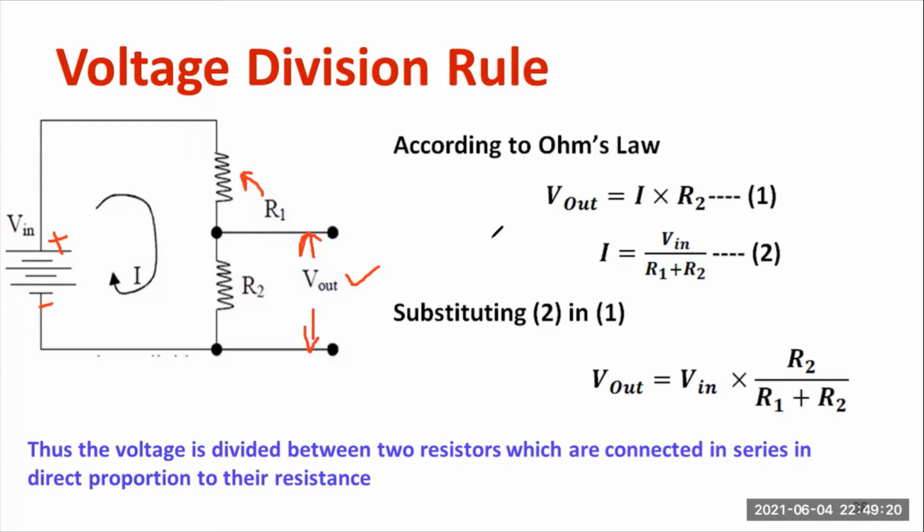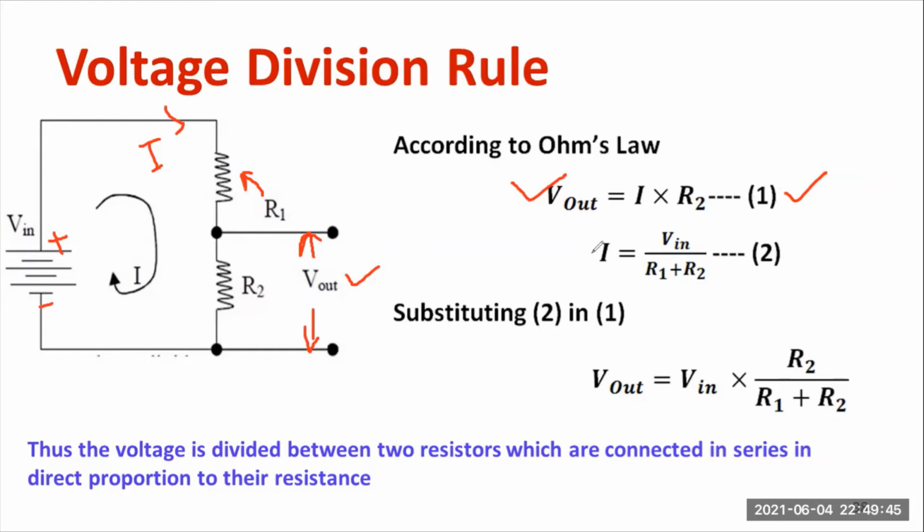You need to apply Ohm's law first. According to Ohm's law, V is equal to I R. First of all, I need to calculate V out. Look at this. The same current is passing through R1 and R2. That means I is passing through both, and the value of current passing through R1 and R2 will be the same. So V out can be written as current I into R2. Please call it equation number 1.